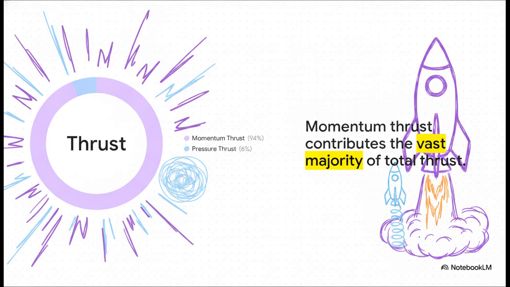Looking at the data for a typical modern rocket engine, momentum thrust does the vast majority of the heavy lifting. We're talking anywhere from 90 to 98% of the total thrust. Pumping out more fuel faster is your direct path to power. Pressure thrust is just a small slice of the pie here, but it plays a critical and super volatile role.